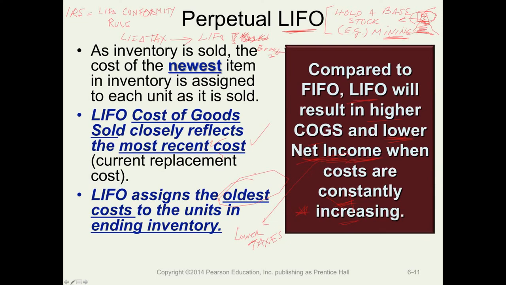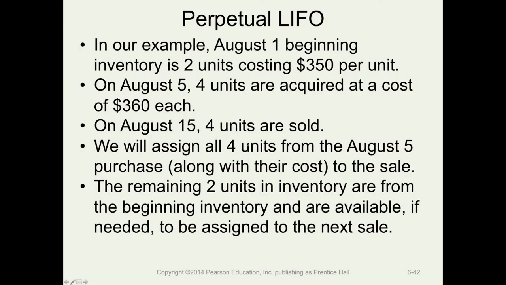Now, differences: FIFO assigns the most recent cost to inventory, old cost to cost of goods sold. LIFO assigns the most recent cost to COGS, and the inventory is going to be undervalued because, in a period of inflation, it carries the oldest cost.